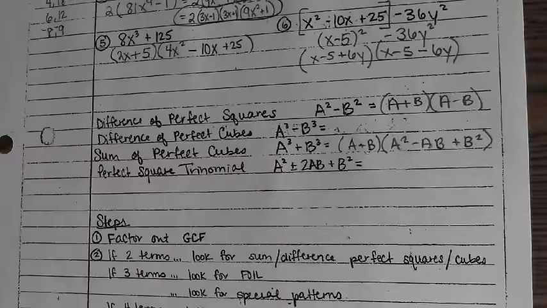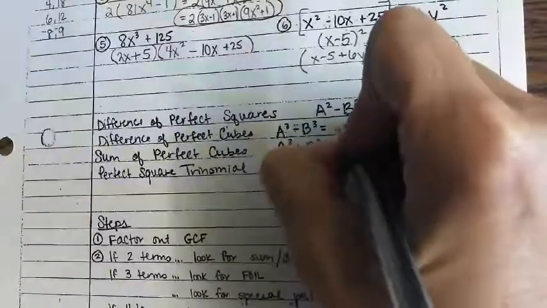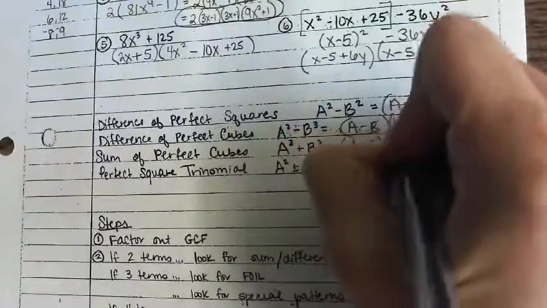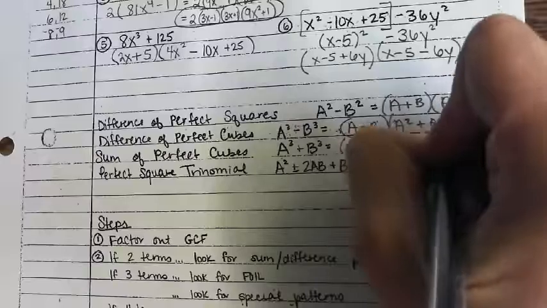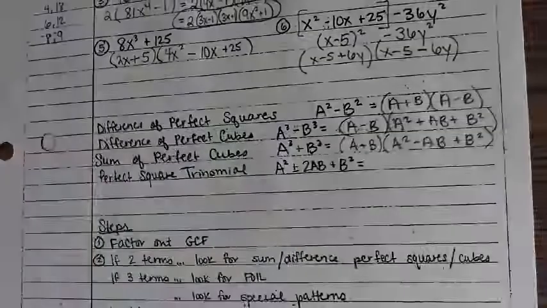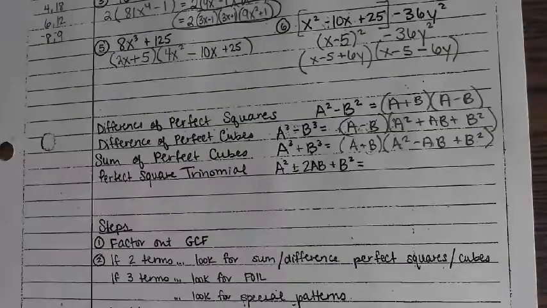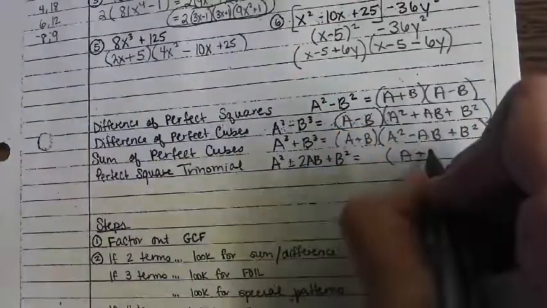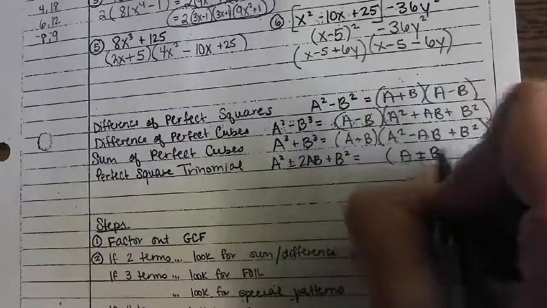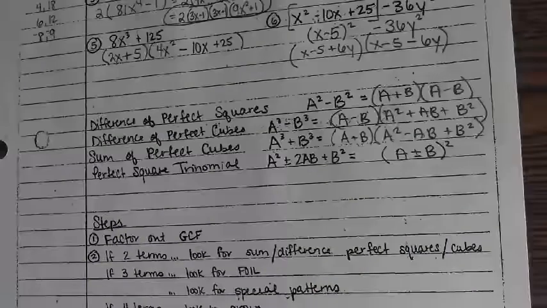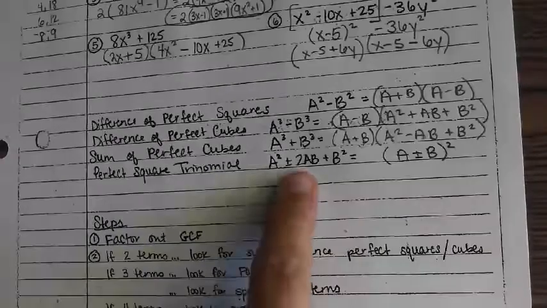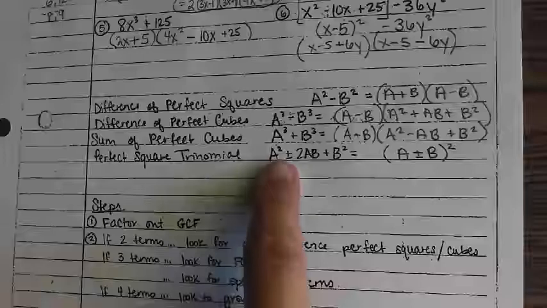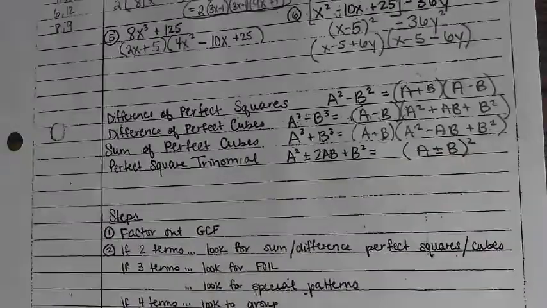Difference of perfect cubes rule mimics the sum. Just we got to switch our signs. Same, opposite, always positive. And then a perfect square trinomial, we just have to see this middle term as being double the product of the square roots, is going to be a plus or minus b squared. So if this middle term is a plus, then that's going to be a plus. If this middle term is a minus, then that's going to be a minus.